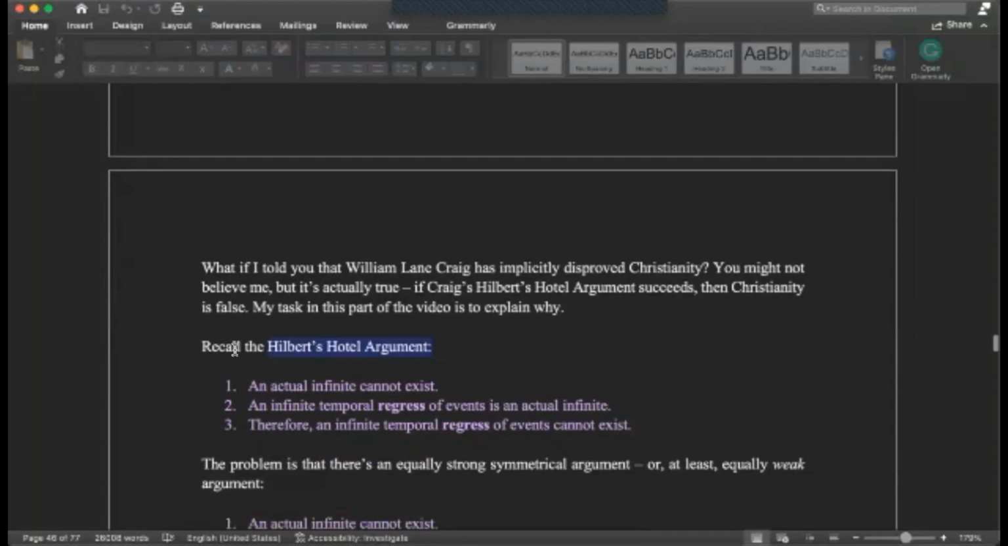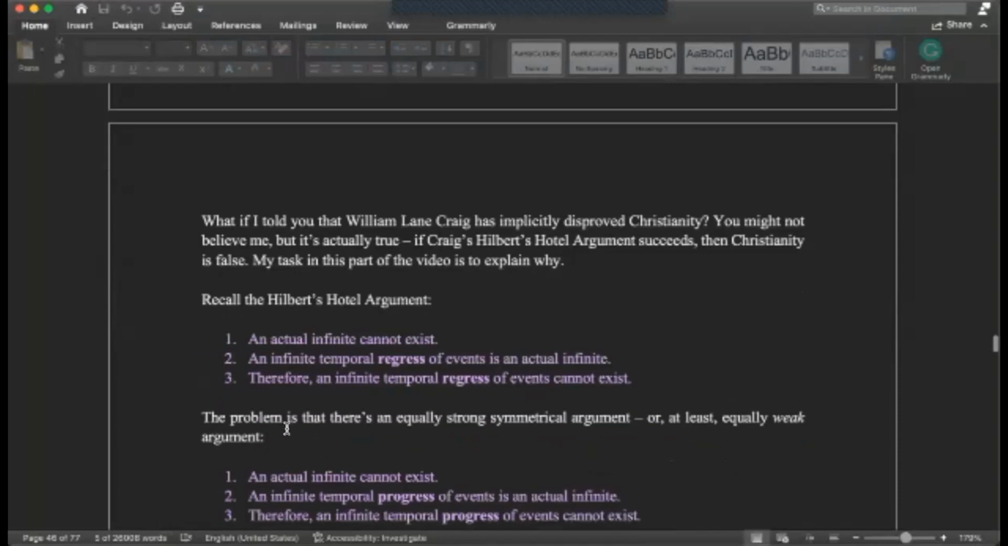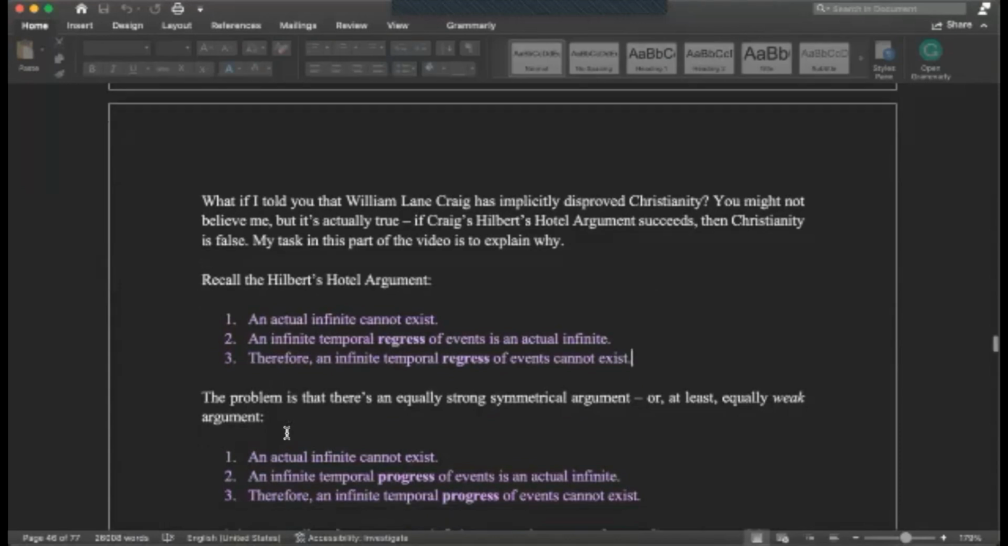So recall the Hilbert's Hotel argument. 1, an actual infinite cannot exist. 2, an infinite temporal regress of events is an actual infinite. 3, therefore, an infinite temporal regress of events cannot exist. The problem is that there's an equally strong symmetrical argument, or at least equally weak symmetric argument, as the case may be. So it goes: premise 1, an actual infinite cannot exist. That's the same as up here. Premise 2, an infinite temporal progress of events is an actual infinite. And so an infinite temporal progress of events cannot exist.